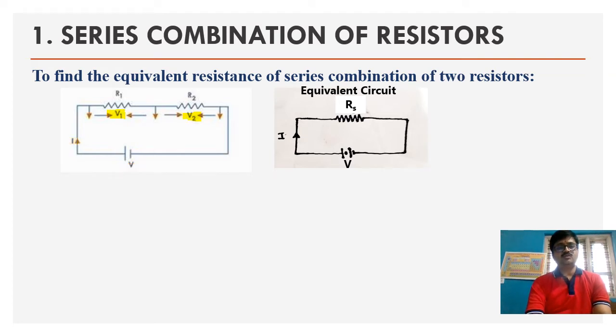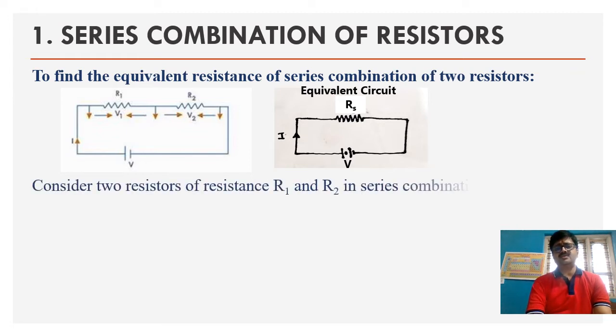Now let's move on to the equivalent circuit diagram that we have drawn. In the equivalent circuit diagram, we show one single resistance RS, and this RS is connected across the same cell of potential difference V, and the same current I flows through the circuit. This is the equivalent circuit that you must draw. Now let's move on to the derivation part of it. Firstly, we'll make some assumptions. First we'll say: consider two resistors of resistances R1 and R2 in series combination.